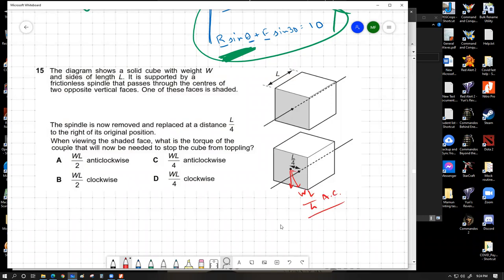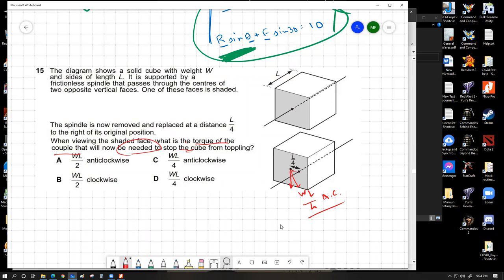The question is not asking you what is the available moment of this cube. The question is asking you what is the torque of the couple that would be needed to stop the cube from toppling. So we want to stop that motion, which means we have to apply the opposite moment of what is available here.